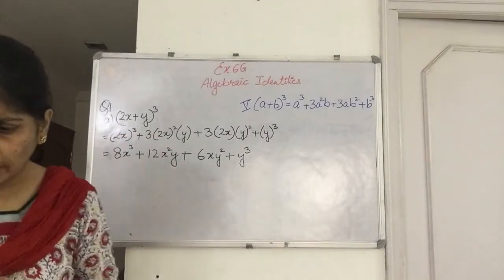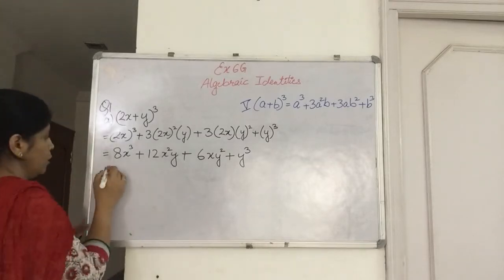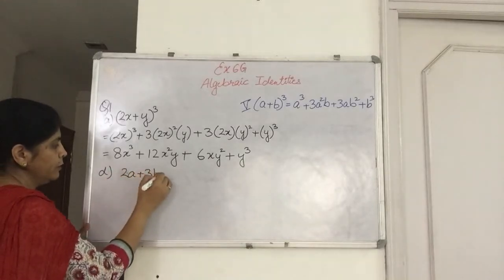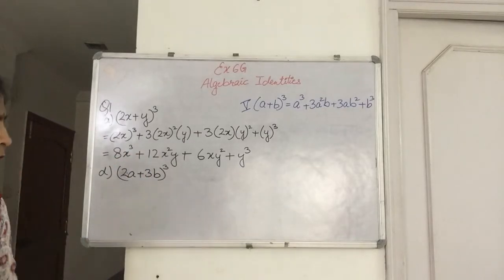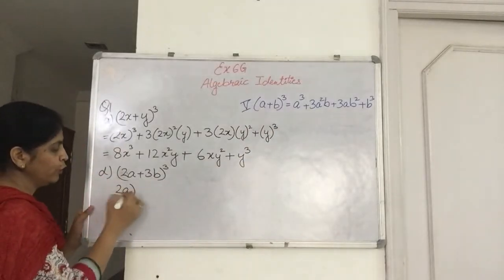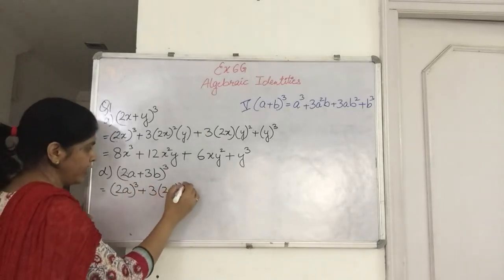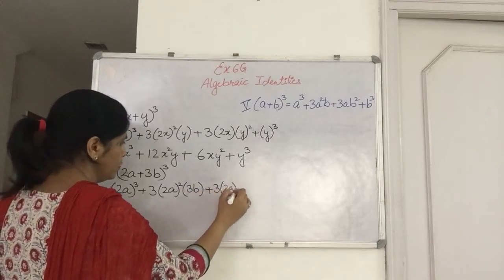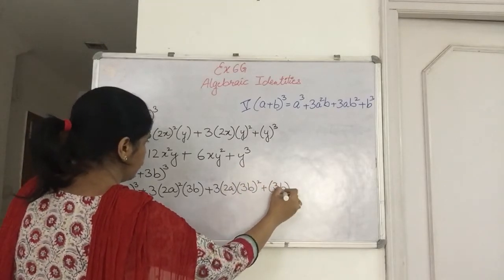Now I will do one more part, that is the D part. So (2a + 3b) whole cube. Students, I am doing only the fifth identity, which is (a + b) whole cube. Now (2a) cubed plus 3 times (2a) squared (3b) plus 3 times (2a) (3b) square plus (3b) whole cube.